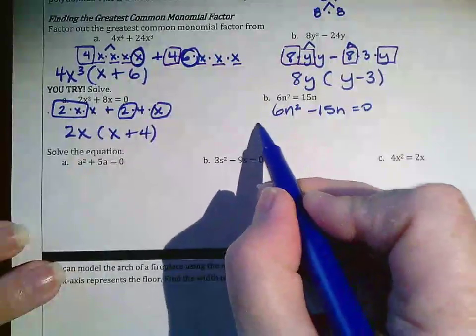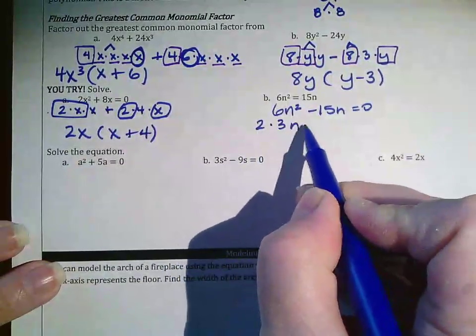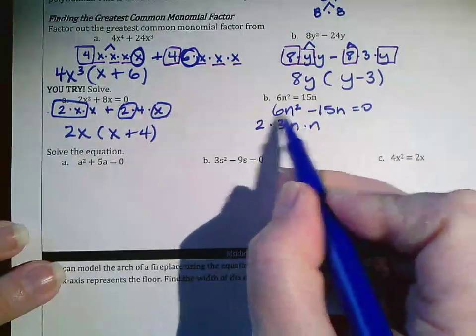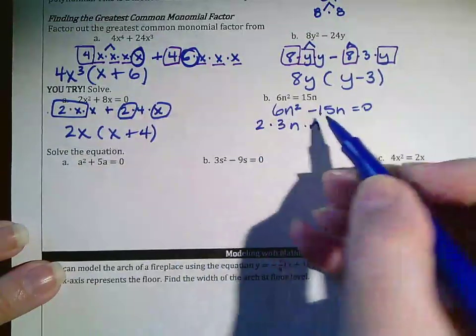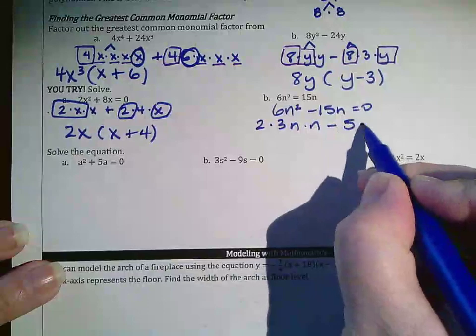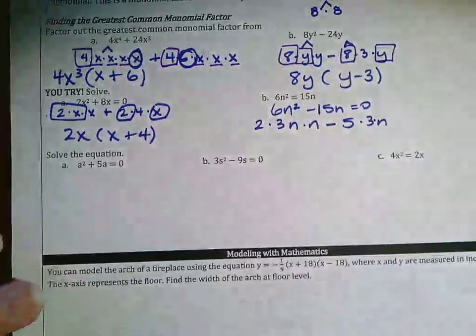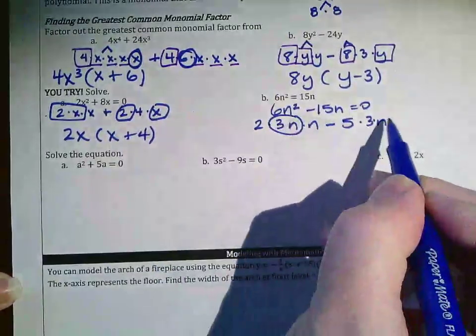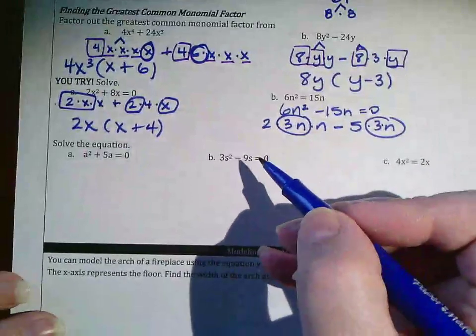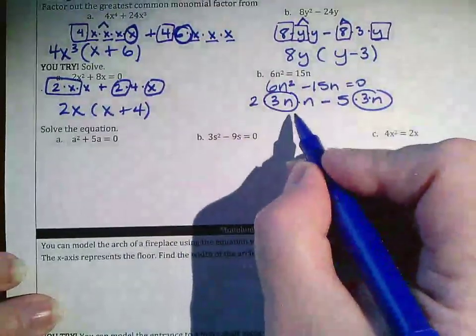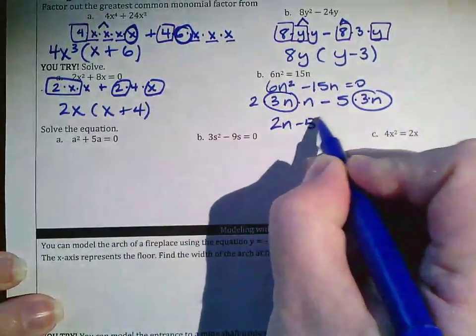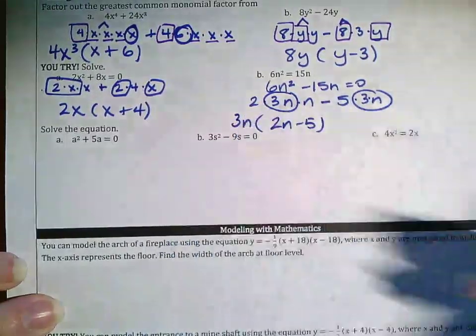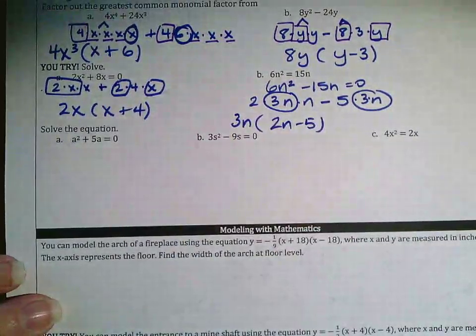This one would be 2 times 3 times n times n. I knew I was going to use that because 3 goes into 15. So 5 times 3 times n. I have a 3n and a 3n. Pull those out, and you end up with 2n minus 5 times your 3n. And you're good to go.